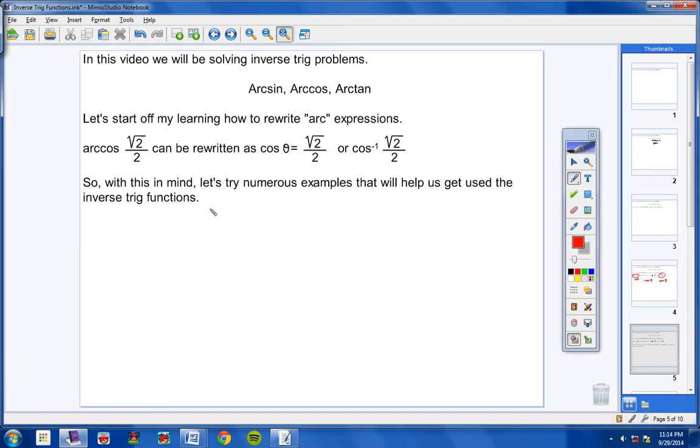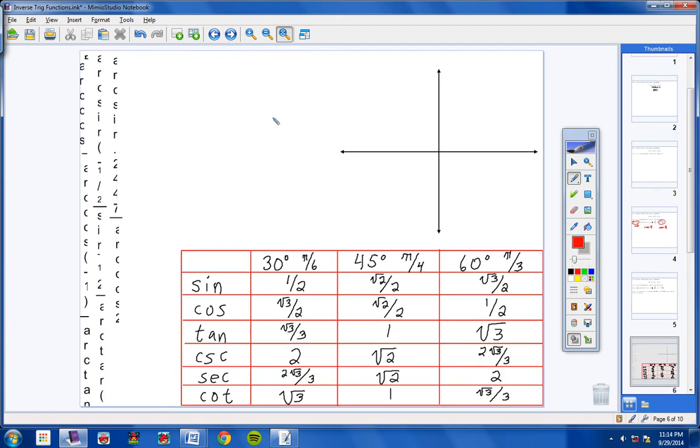With this in mind, let's try some numerous examples that will help us get used to the inverse trig functions. All right, here we go. Now, really nothing to copy down yet. This looks like it's a little bit messed up over here, but it's not. Okay, just sit tight and watch. You might want to draw a coordinate plane in your notes to help you. It's up to you. You should have this table somewhere in your notebook, and it's good to use it. It saves us a lot of time. On tests and quizzes, you're not allowed to use this, but on homework, it does make the homework a little faster. Okay, so let's start off with our first problem here.